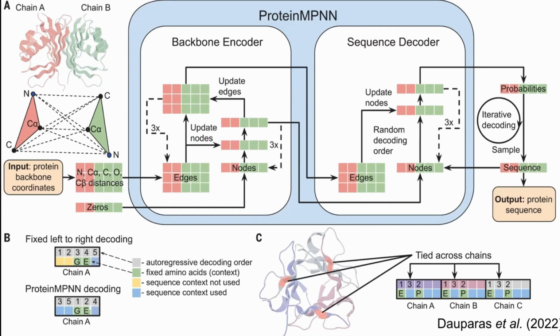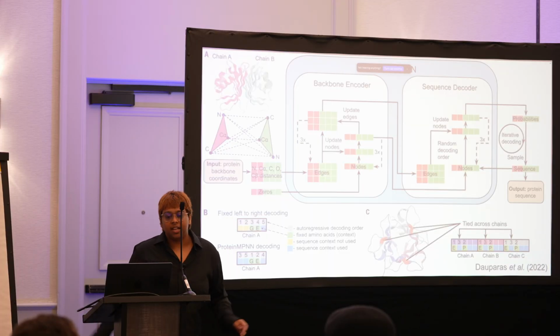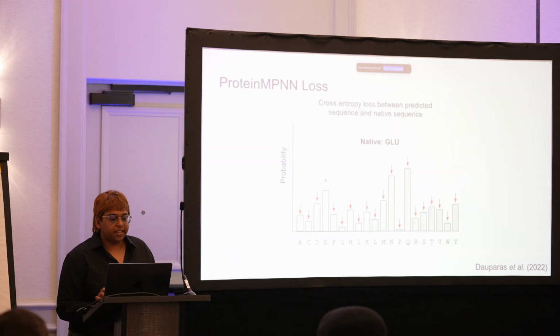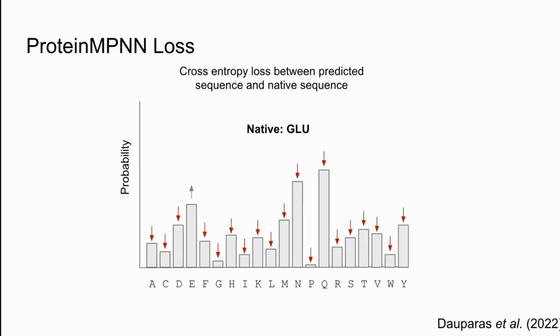And that was really useful because it allows inference in situations where you're not just predicting the whole amino acid sequence, but if you're masking out different regions or if you have some fixed regions, this works better. And one thing that I really like to remember about ProteinMPNN is that it's trained to predict a probability distribution, and then the loss pushes the probability distribution towards the true distribution.